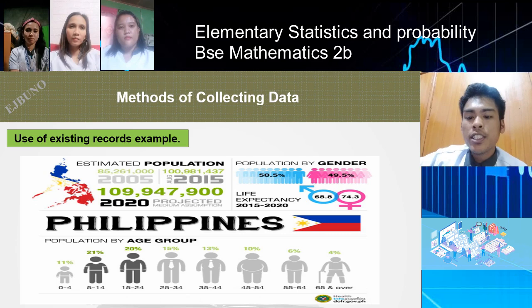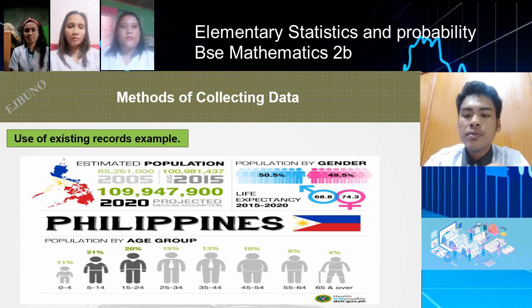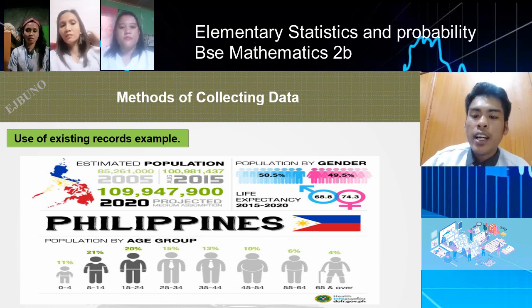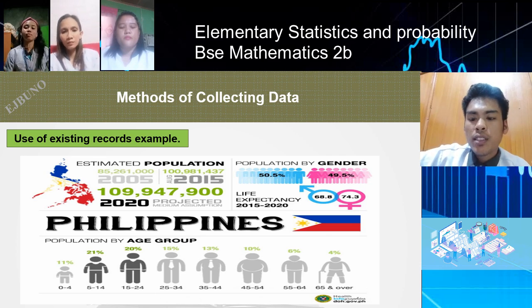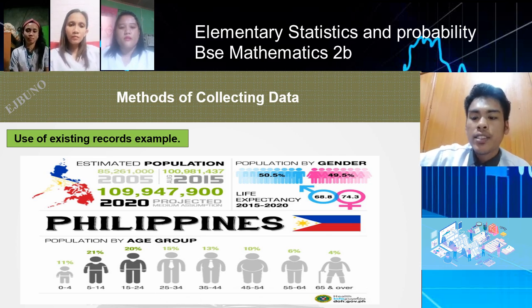And in the use of existing records, there is less effort in data collection. It may be inexpensive, or even at no cost, if the owner of the data provides it. Possible sources of data are plentiful. An example is the population of the Philippines from 2005 to 2020 from the records of the Department of Health.